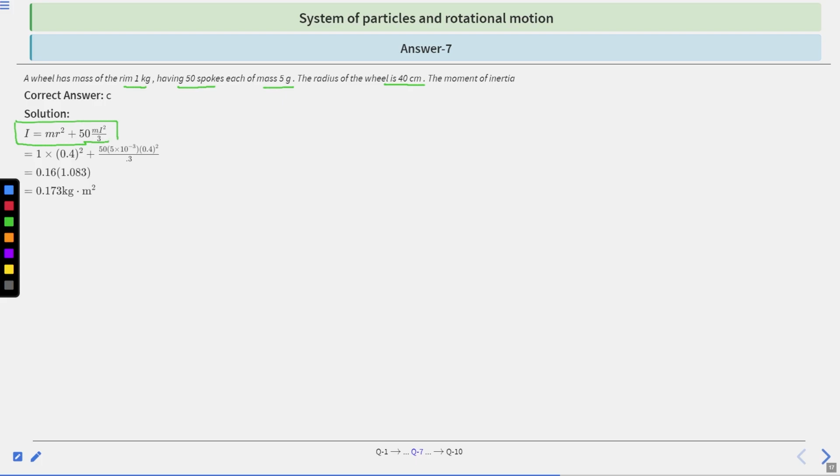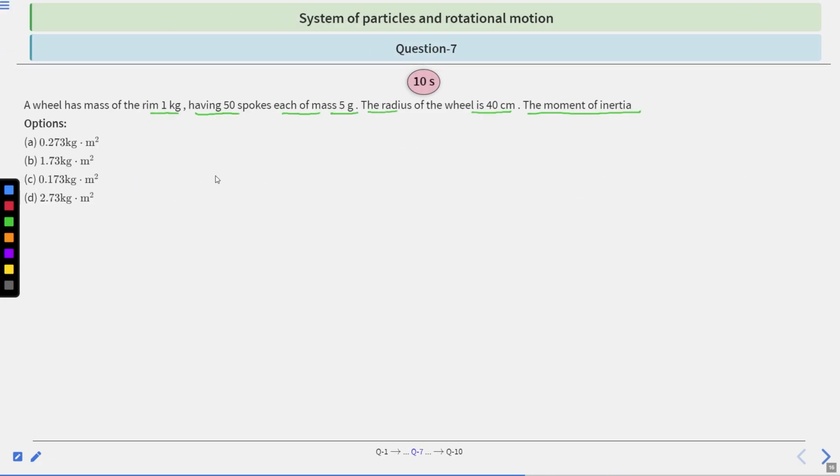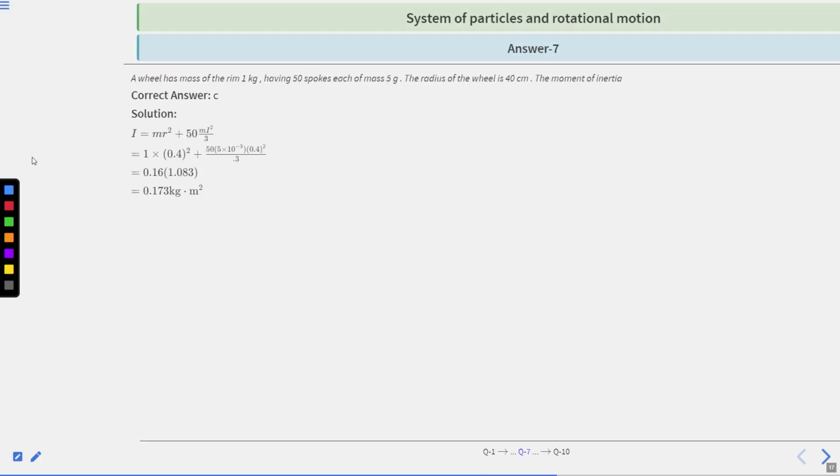Putting all the given terms in this equation, you will get 0.616 multiplied by 1.083, and solving these two terms you will get 0.173 kg meter square. So the correct answer is C. C is the correct answer. Next question, question 8.